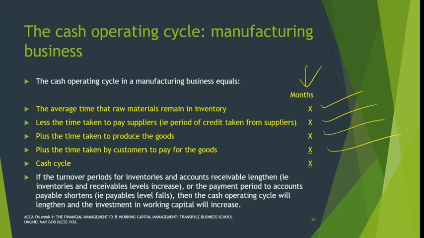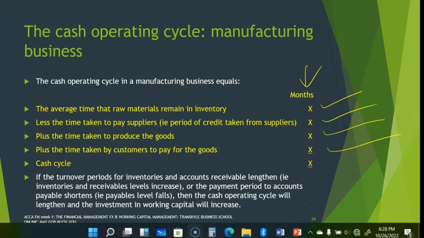If the turnover periods for inventories and accounts receivable lengthen, that is, inventory and receivables levels increase, or the payment period to accounts payable shortens, payables level falls, then the cash operating cycle will lengthen and the investment in working capital will increase.